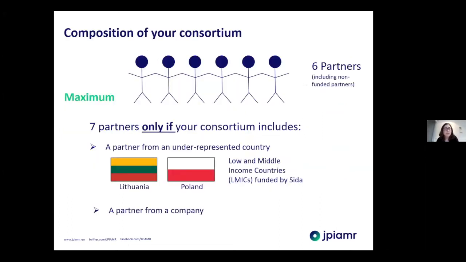The maximum number of partners within a consortium is 6, including non-funded partners, and it can be increased to 7 only if your consortium includes a partner from an underrepresented country, namely from Lithuania or Poland, or for low and middle income countries that are funded by Sida. Your consortium can also be increased to 7 if your consortium includes a partner from a company.